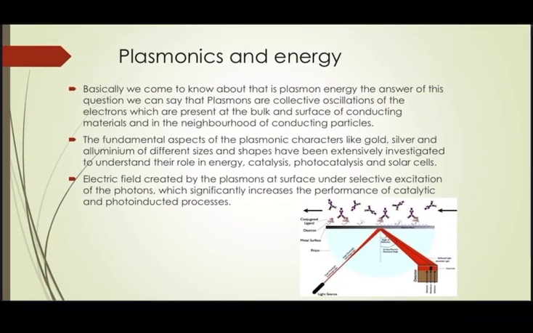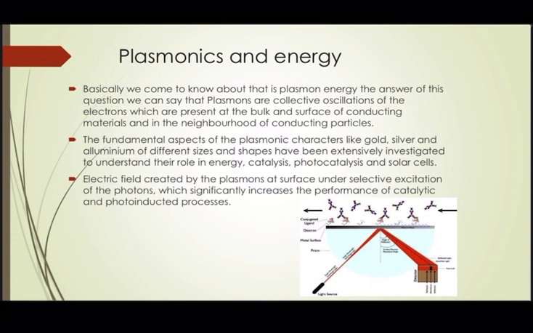Plasmonics and energy. This is a very important topic in the field of plasmonics, in which we came to know that plasmonic energy is the answer to every question that a person can ask. Plasmon is the collective oscillation of the electrons that are present on the bulk and the surface of conducting metal and the neighborhood of the conductive particle. The fundamental aspects of plasmonic characters like gold, silver, and aluminium of different sizes and shapes have been extensively investigated to understand their role in energy catalysis, photocatalysis, and solar cells.